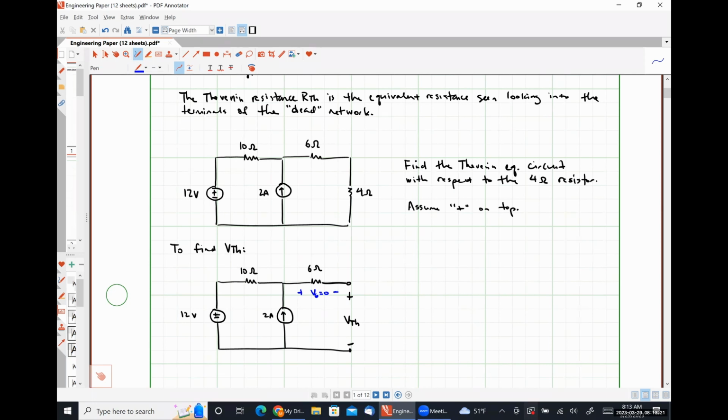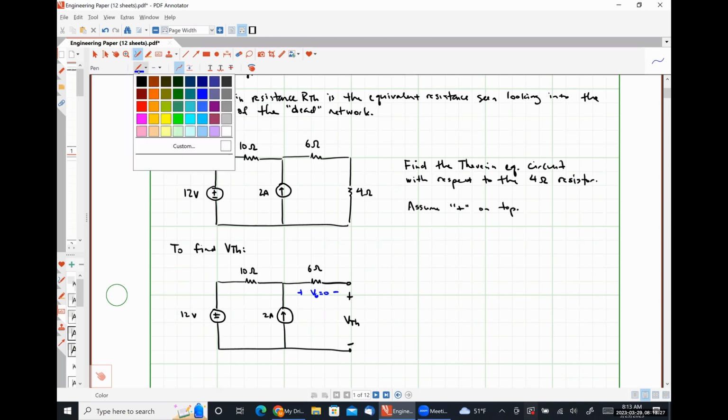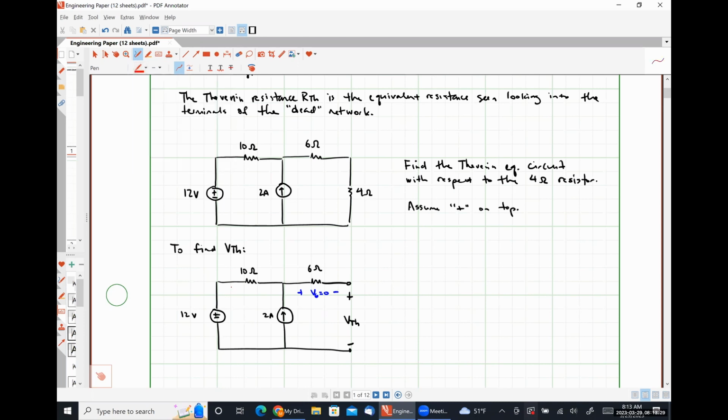So how much current is flowing through the 10 ohm resistor then? 2 amps, right? So I can see effectively by inspection that I have a voltage drop of 20 volts across my 10 ohm resistor, where the current is flowing into the positive polarity terminal. So that's why I'm just saying 2 amps times 10 ohms is equal to 20 volts.